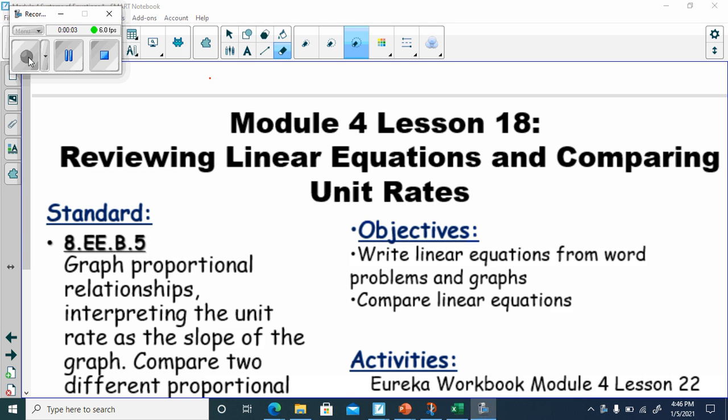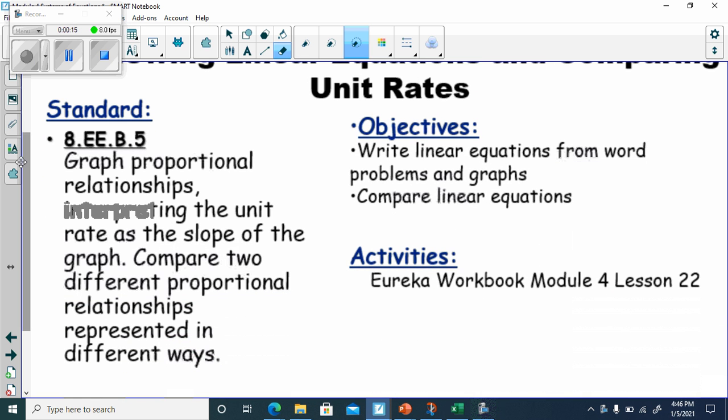This is Module 4, Lesson 18, where we're reviewing linear equations, things that we've learned about linear equations in the last unit. And we're going to be comparing unit rates. Now let's remember the standard 8.EE.B.5 has pieces to it. First, it wants us to graph proportional relationships. Proportional relationships are when we've got a linear equation where the b is 0.